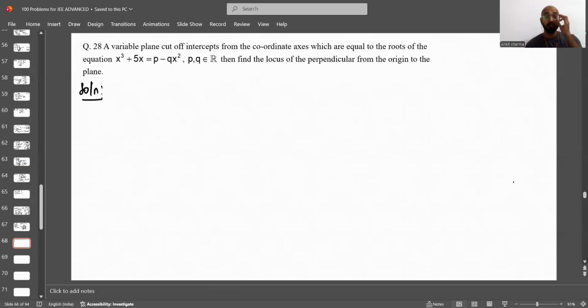So the next question is, a variable plane cuts off intercepts from the coordinate axes which are equal to the roots of this equation. Then we need to find the locus of the perpendicular from the origin to this plane.